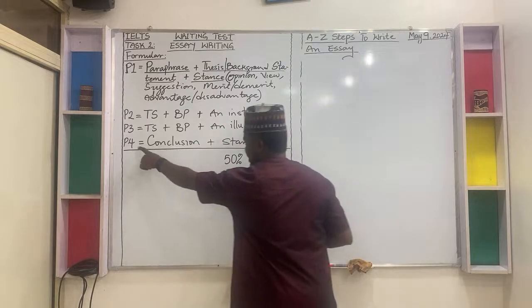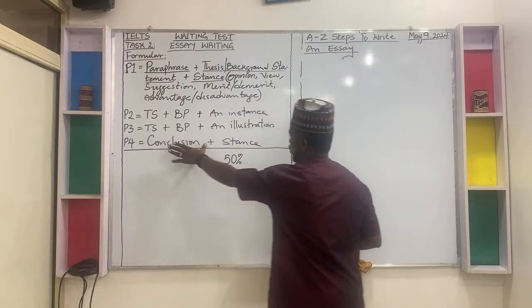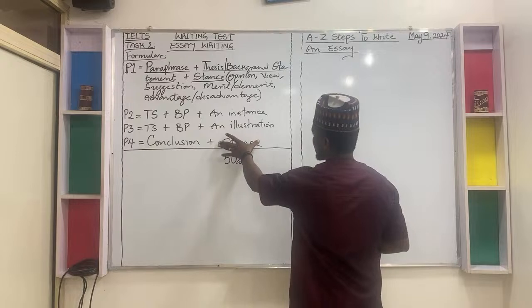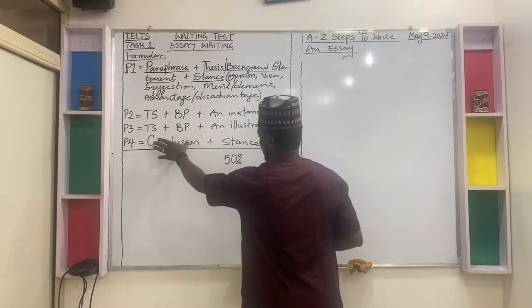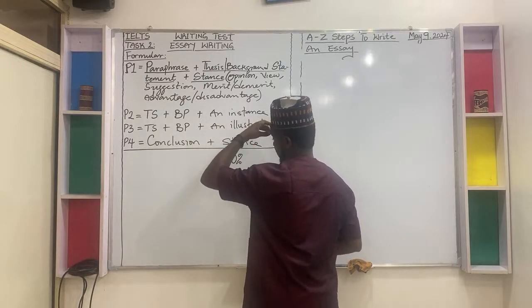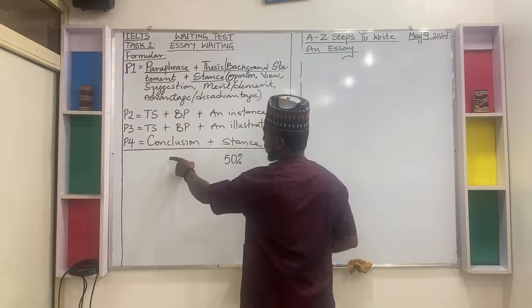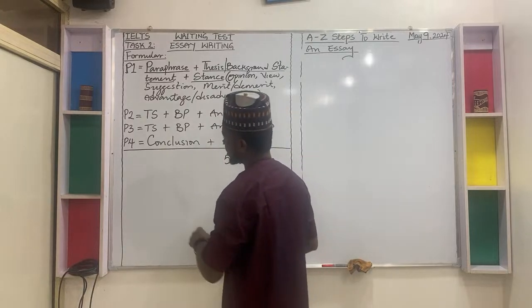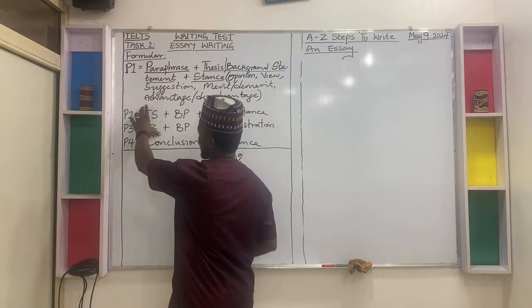Then the fourth paragraph here has to do with your conclusion and then stance. Your conclusion, there are two ways to it. It's either you conclude by way of summarizing the topics you have discussed in paragraphs 2 and 3.